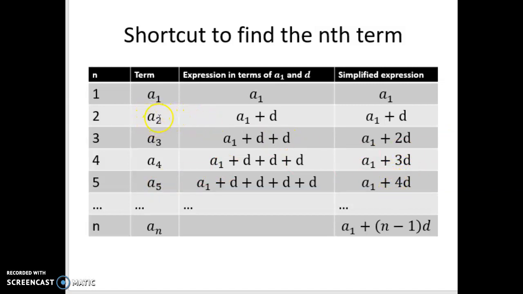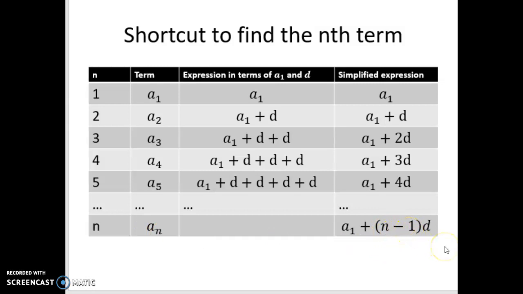Even if we go back here to the second term, a sub 2, we're adding 1d on. When we're at the third term, a sub 3, we're adding 2d on. So the number of d's that we're adding is always one less than the term number. That means if we're on a sub n, we've added d on n minus 1 times. Now that means if we were looking at the 20th term, a sub 20, we would have a 19 in the parentheses here, 20 minus 1.